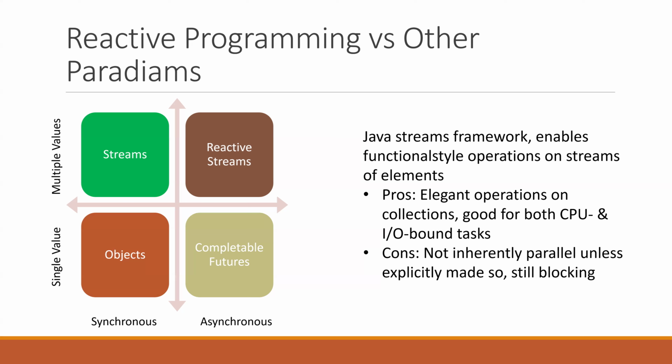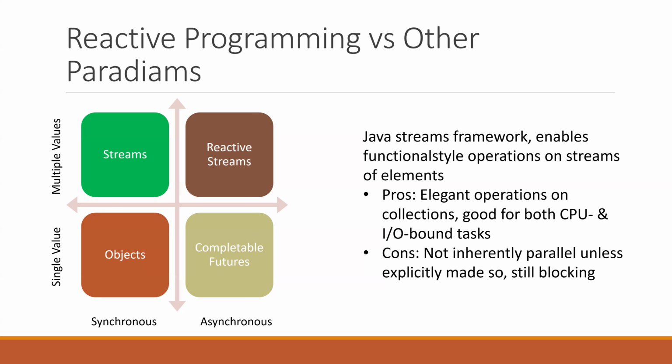There are some problems with it. It's not inherently parallel unless we make it explicitly parallel, and it's still synchronous. Which means I'm still blocking. As I'm reading data through the stream, I'm still blocked as I'm waiting for it to all come through.